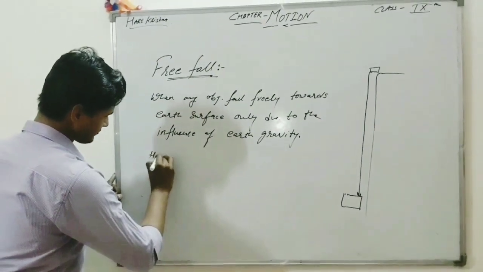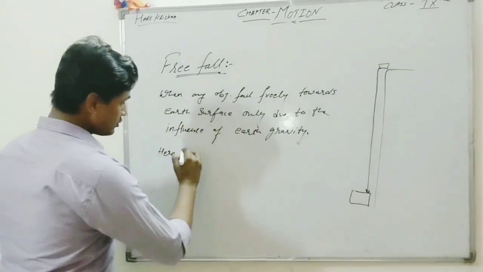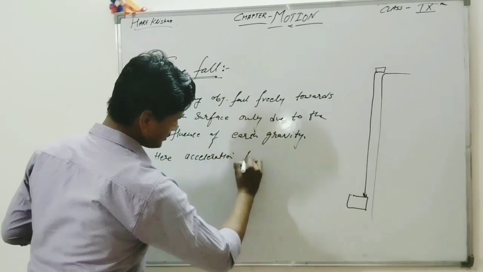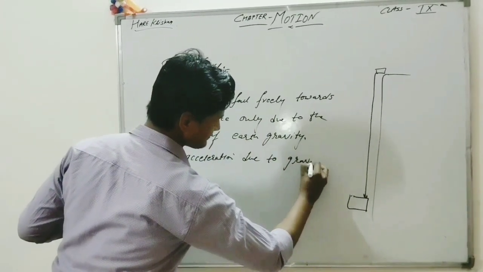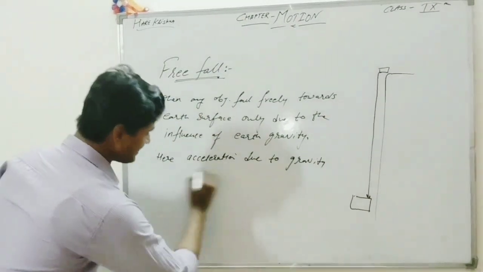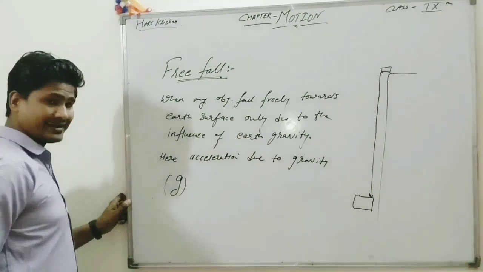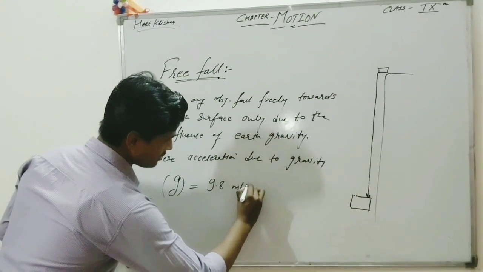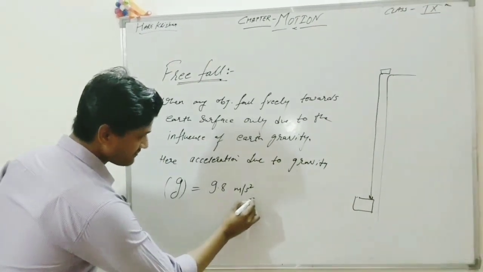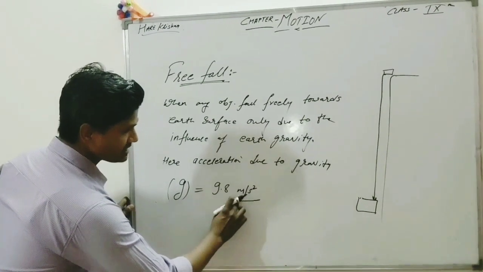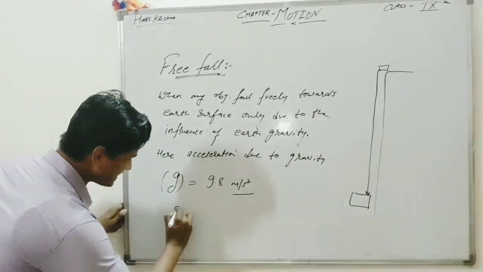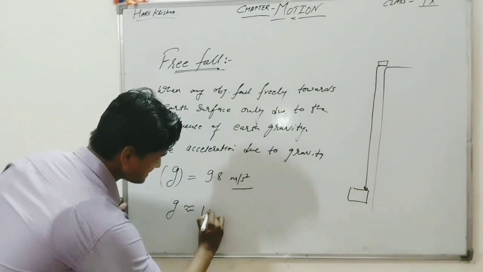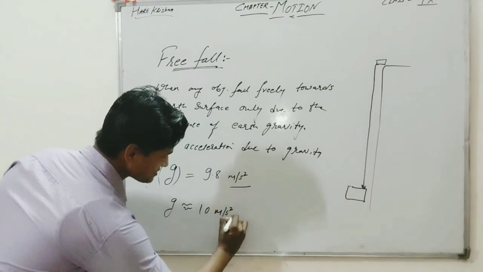Here, when any object falls, it feels an acceleration due to gravity. This acceleration due to gravity is denoted by small g, and it is a constant whose value is 9.8 meter per second square. It has to be remembered the acceleration has the unit meter per second square. The acceleration due to gravity, g, can have an approximate value of 10 meter per second square.